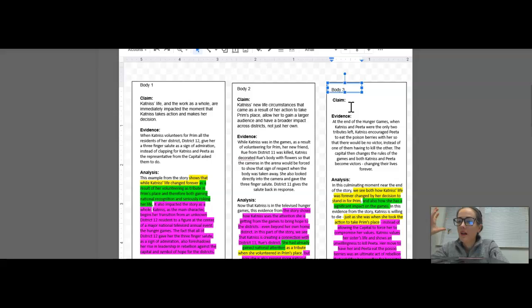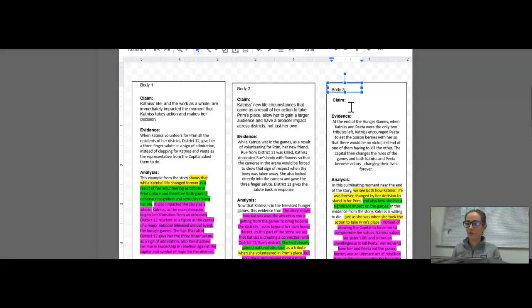Here's my evidence. At the end of the Hunger Games, when Katniss and Peeta were the only two tributes left, Katniss encouraged Peeta to eat the poison berries with her so that there would be no victor, instead of one of them having to kill the other. The Capitol then changes the rules of the games, and both Katniss and Peeta become victors, changing their lives forever. So this is the culminating moment, and she sees how she has a significant impact on the games because she's unwilling to compromise her values for the Capitol. And that means that she's able to engage in an ultimate act of rebellion.